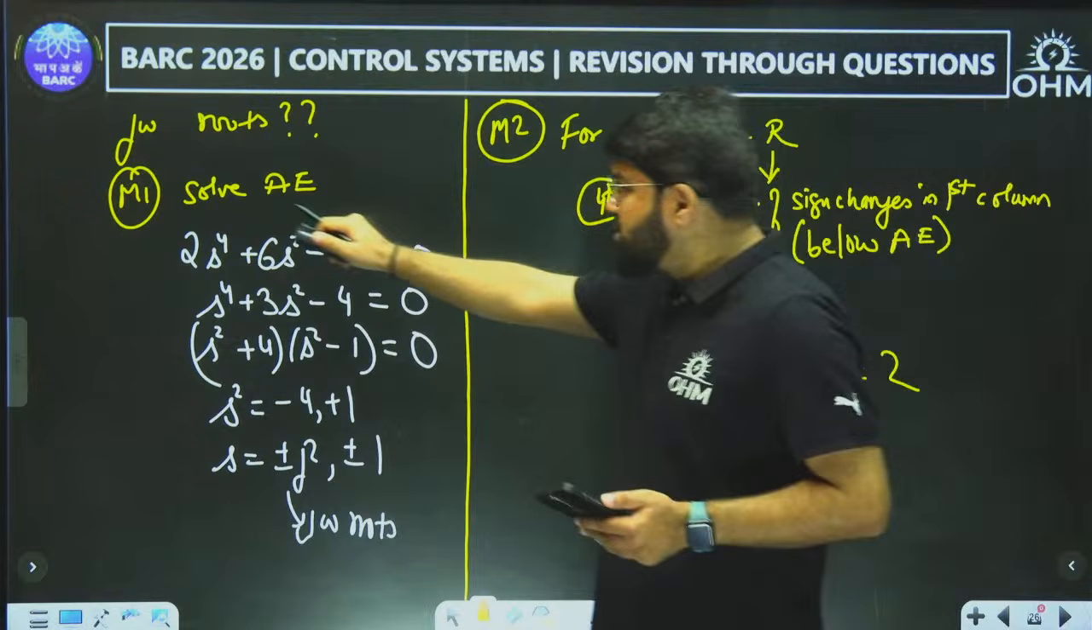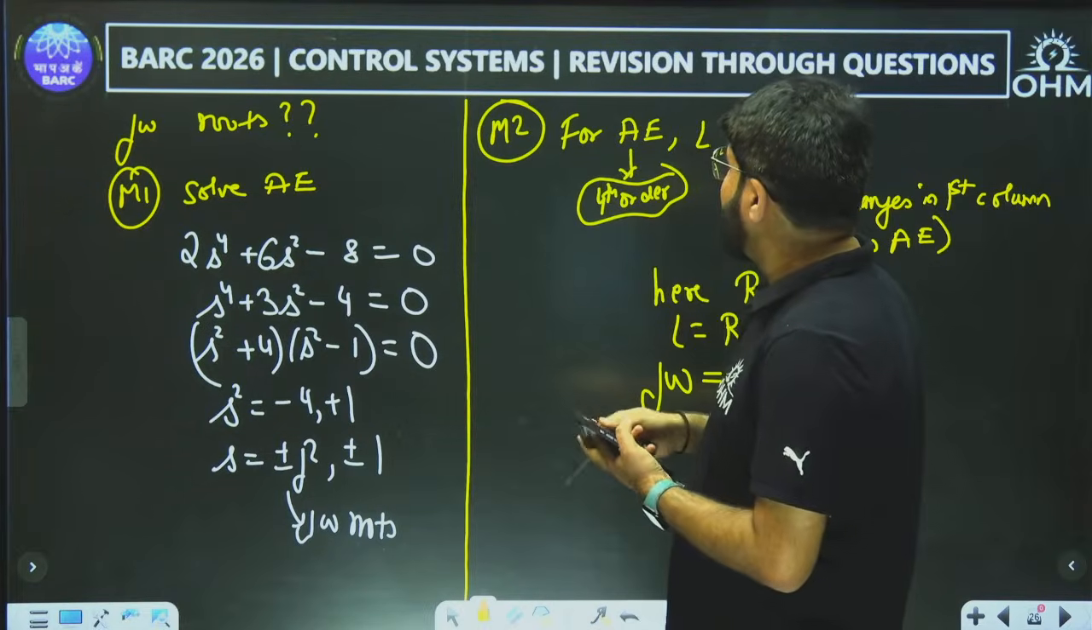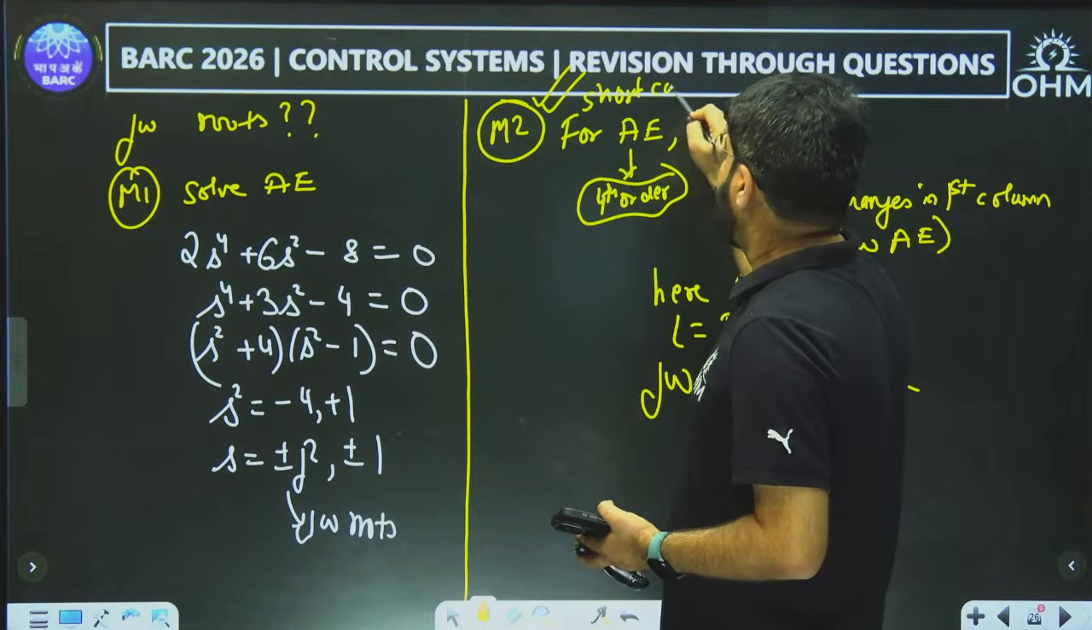When I solve the auxiliary equation, every time you don't have to solve. This is the method that you have to prefer. This is the direct shortcut. You don't have to solve the auxiliary equation.